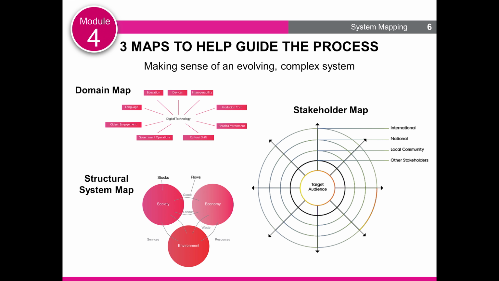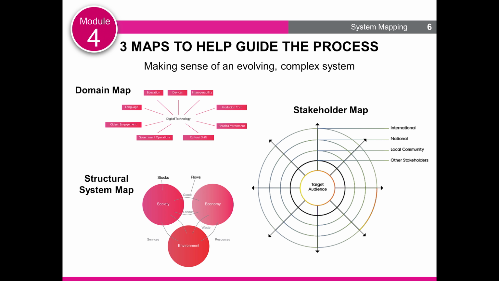It is useful for identifying what's in and what's out of the scope of the FORESIGHT study. It's a good starting point for the development of more complex system maps. A domain map answers, what is this area? And what is in and what is out? There may be 30 to 50 stickies in this map.